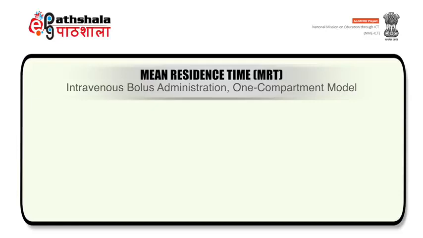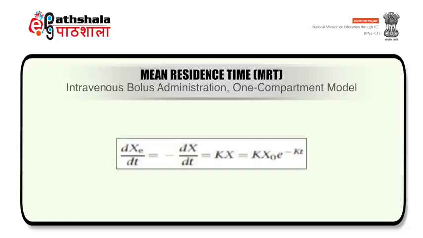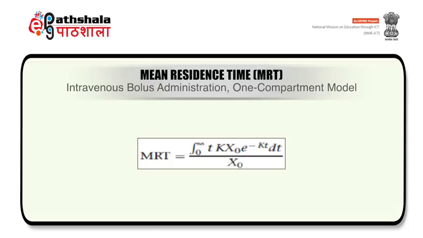Intravenous bolus administration, one compartment model. In order to simplify the equation for determination of MRT of a drug that exhibits first order process, one compartment model administered as an IV bolus dose, the rate of drug elimination can be calculated as dXe by dt is equal to kX0 e to the power minus kt, where k is the overall elimination rate constant. And hence MRT is equal to the integral from 0 to infinity of t k X0 e^(-kt) dt upon X0.